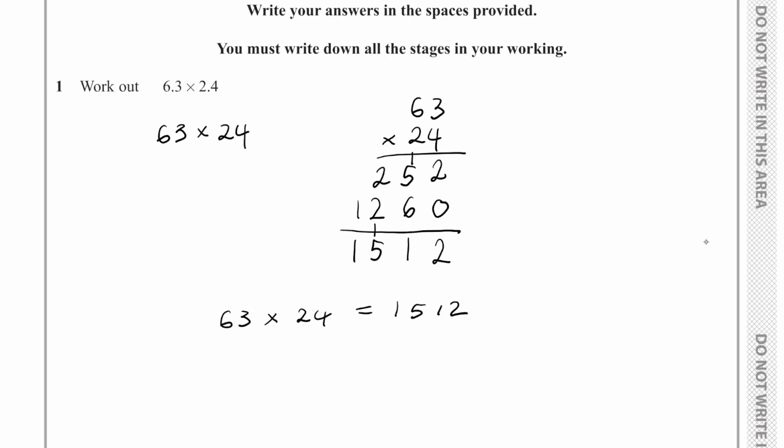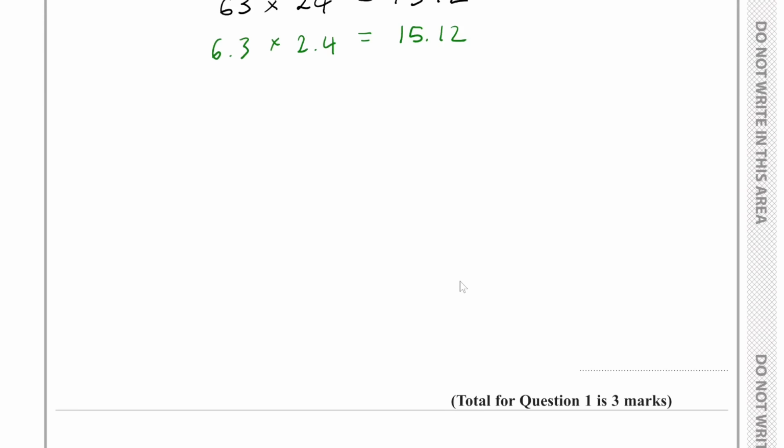1,512. We need to add back in those decimals. There are two numbers after the decimal point in the question. So we're going to put two numbers after the decimal point in the answer. 15.12.